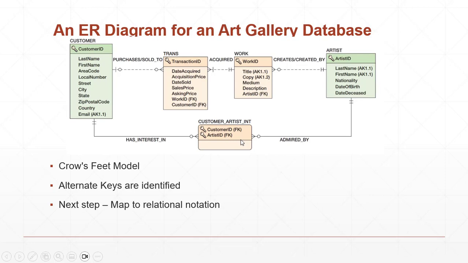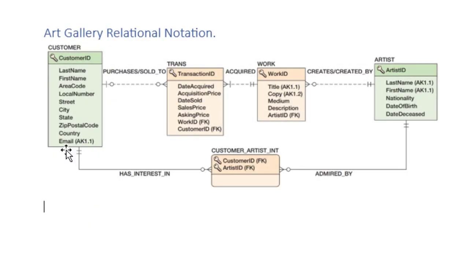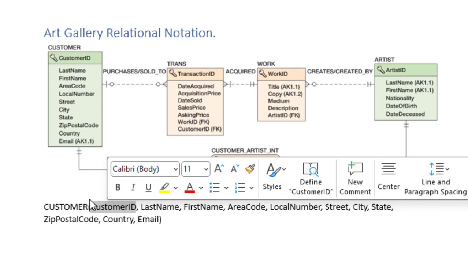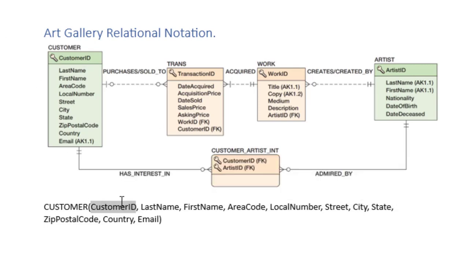So from here, what I would do next is to map this into relational notation. So you just start with your first table. And we have customer, and in parentheses, we're going to put in our field names. Customer ID is our primary key. We're going to go ahead and bold and underline that. And there are no foreign keys here. I'm going to make a note that we have email as an alternate key.